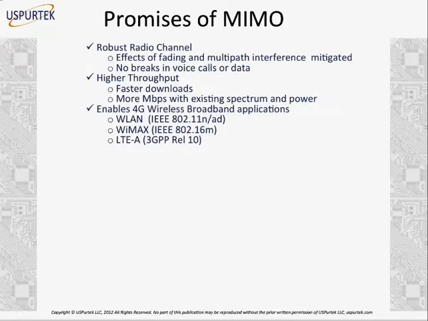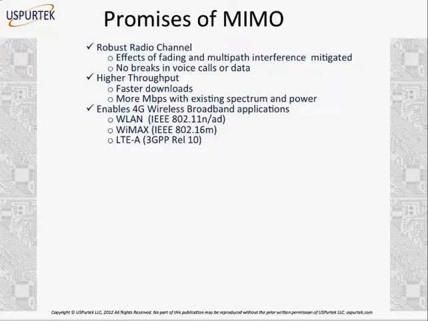So looking at all that we have seen so far, let's see what promises we have from this technology, MIMO. What do we get out of MIMO by having multiple antennas at the transmitter and receiver? That adds more complexity to our wireless system design. However, what are the benefits?